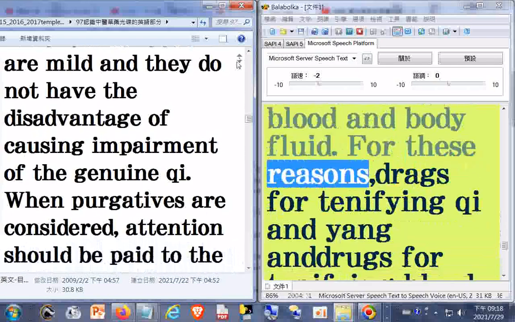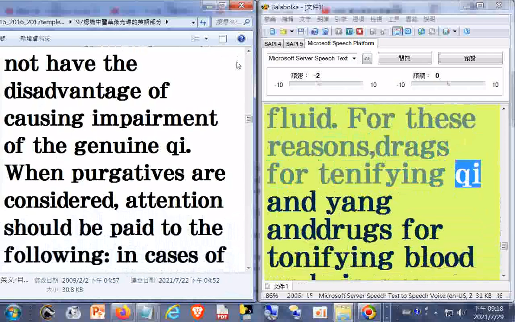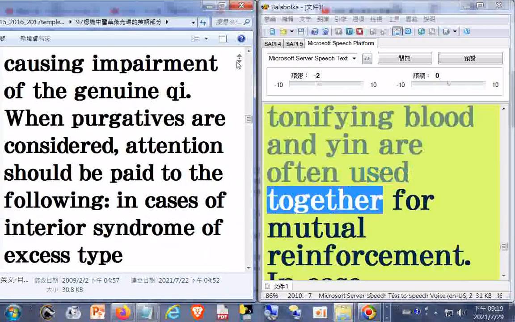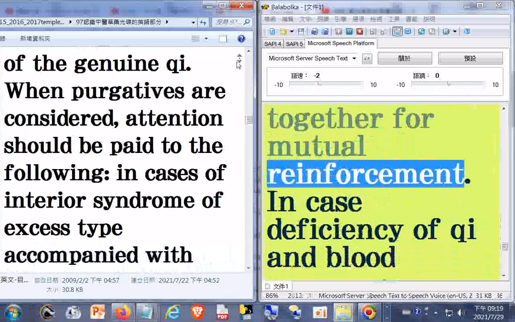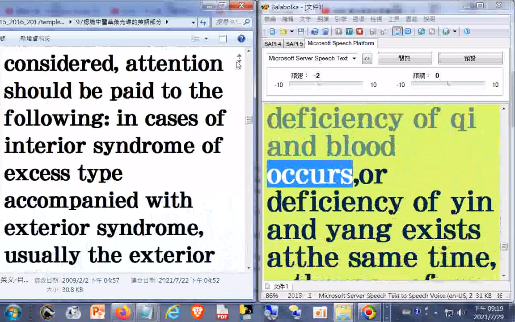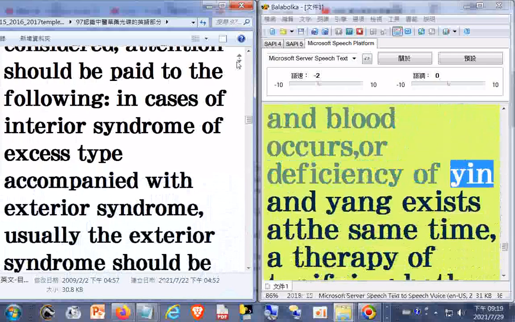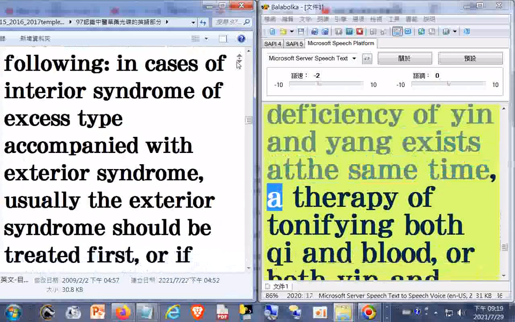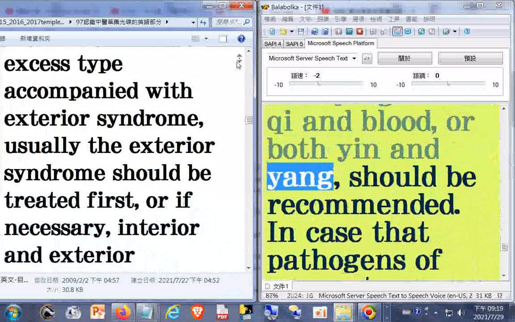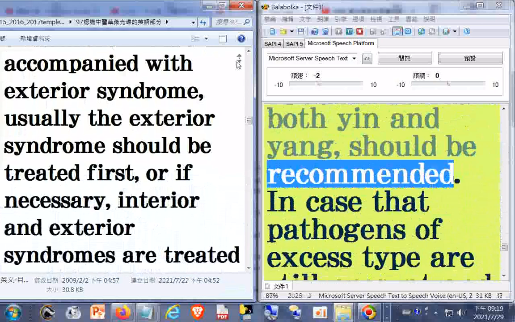For these reasons, drugs for tonifying qi and yang and drugs for tonifying blood and yin are often used together for mutual reinforcement. In case deficiency of qi and blood occurs, or deficiency of yin and yang exists at the same time, a therapy of tonifying both qi and blood, or both yin and yang, should be recommended.